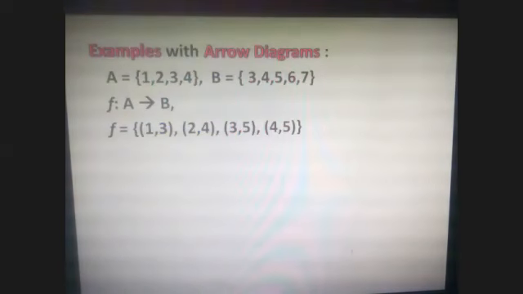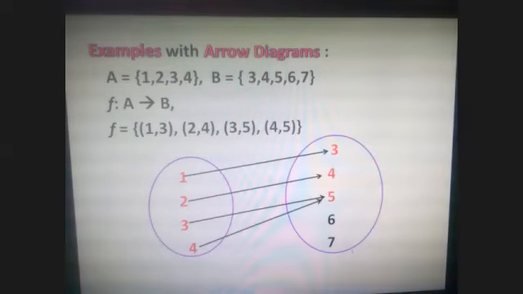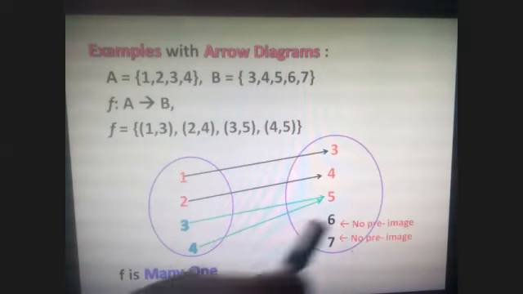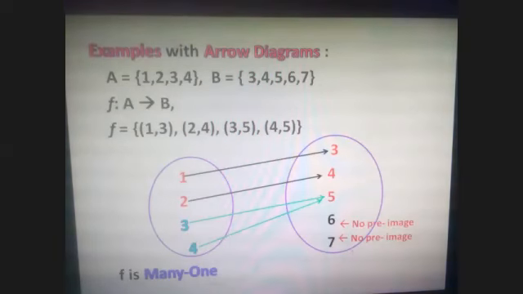Now we go for a diagrammatic explanation for these functions. Can you classify these functions? A is 1, 2, 3, 4, and B is 3, 4, 5, 6. The function is 1 to 3, 2 to 4, 3 to 5, 4 to 5. But if you look into the diagram, it is very simple. It is obviously many to one because 3 and 4 have the same image. And moreover, it is into because there are 2 elements having no pre-image. So it is many one and into.